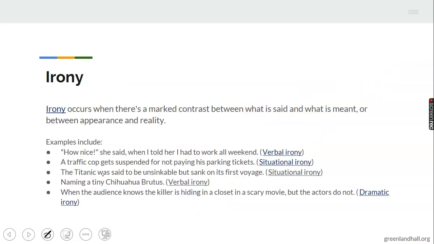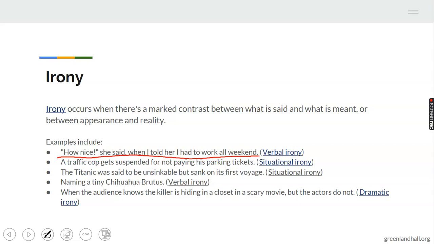Then irony. I said irony is when we say the opposite of what we mean. That means there's a discrepancy, a contrast between what is said and what is meant. "How nice," she said, when I told her I'd work all weekend. This is verbal irony. How can you tell somebody it is nice to work all weekend? You have been sarcastic. Let me use the word. I've been sarcastic there.